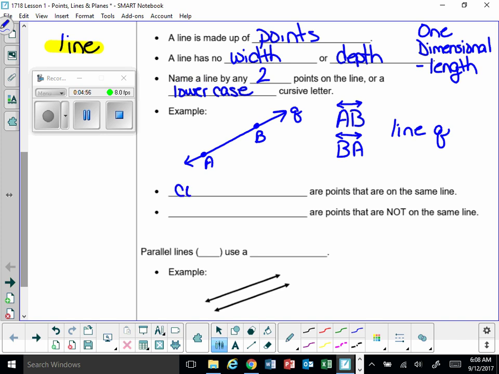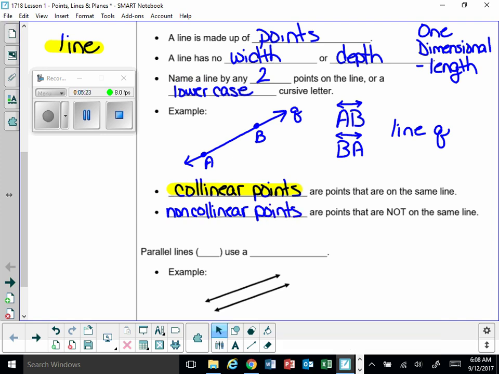Collinear points are points that are on the same line. So in the example I drew up here, points A and B are collinear. Non-collinear points are points that are not on the same line. So if I added in a point C, points A and C are non-collinear points.